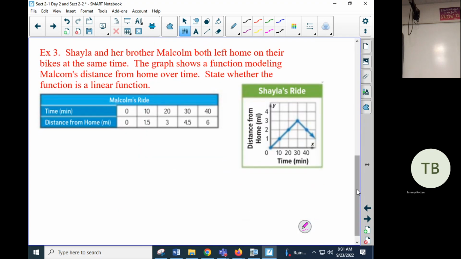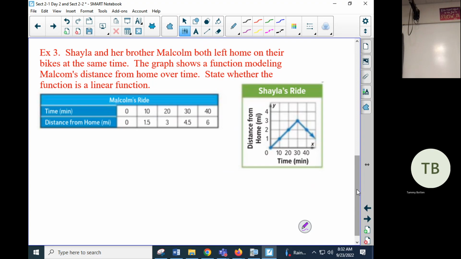Now, if we look here, it says Shayla and her brother Malcolm both left home on their bikes at the same time. The graph shows a function modeling Malcolm's distance from home over time. So what must have happened here is he went up, got 3 miles away from home, and then started going back home. That's what this is showing. And then it says state whether each is a linear function.